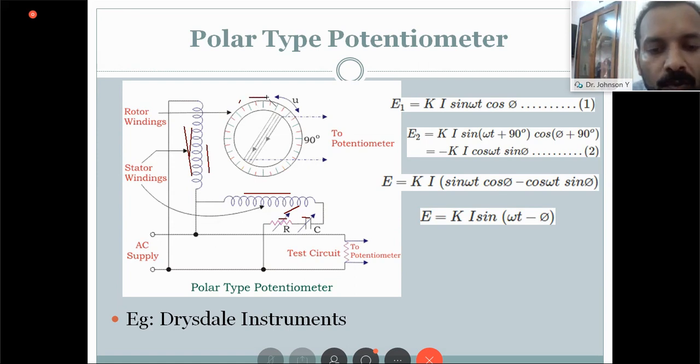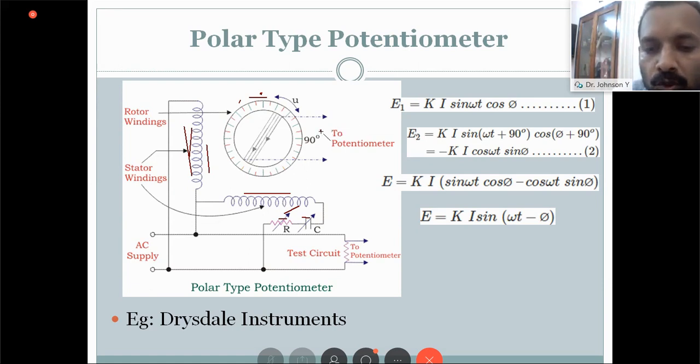So an EMF will be developed in the rotor windings, and since there is some phase difference, the rotor will move, and the movement of this rotor will be proportional to the phase angle. If it is moved by some angle theta, that means that much phase difference is there. This total combination is called a phase splitting transformer.